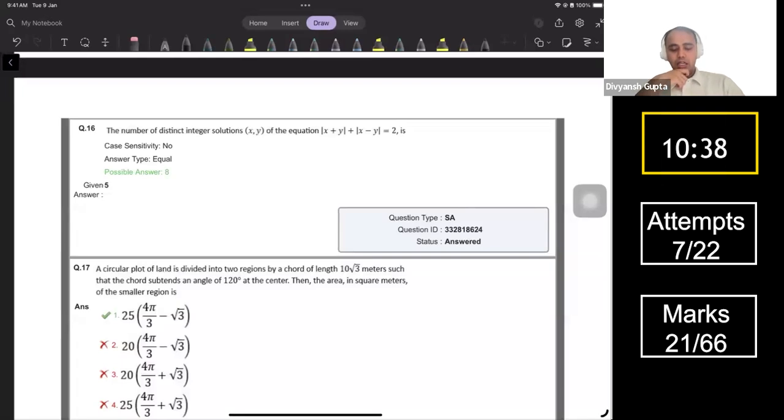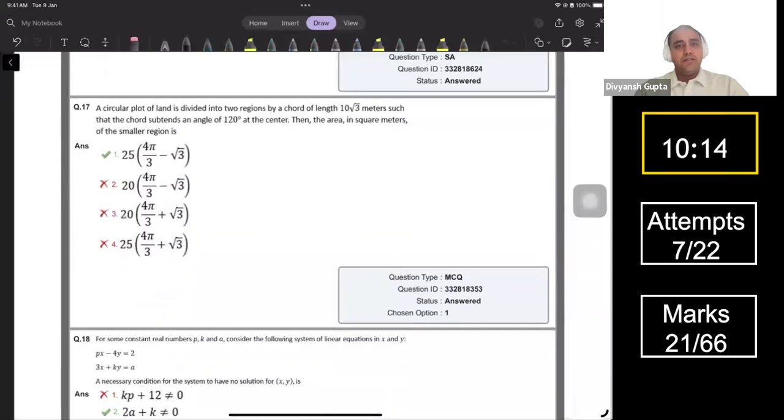Okay, this you can do, number of distinct integer solutions. You'll have to take cases x greater than y and y greater than x, and then x plus y less than 0, x minus y greater than 0. Instead, let's do this. Let's mark this and move forward.